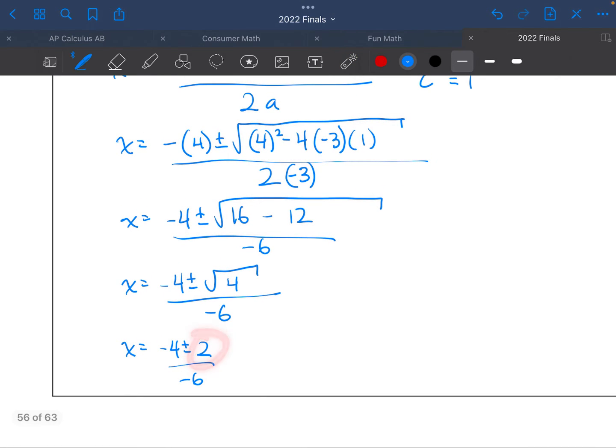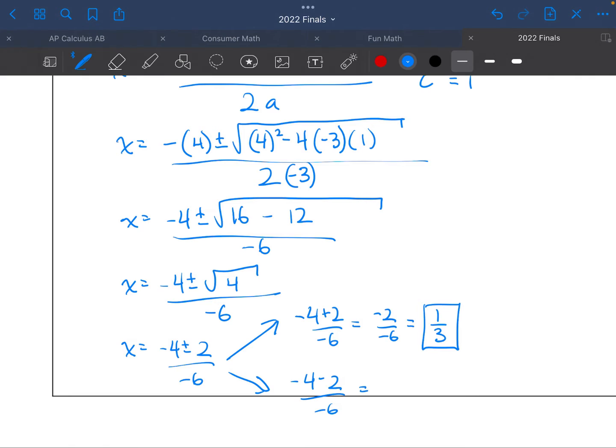Anyway, this one is a nice number, which means you have to do two different problems. The first problem, choose what happens if it's a plus, and then for the second problem, choose what happens if it was a minus. So if it was a plus, I'd have -4 plus 2 over -6, and if it was a minus, I'd have -4 minus 2 over -6. So top would simplify to -2 over -6, which would simplify to +1 over +3. That is one of the two answers. And this was going to turn into -6 over -6, which simplifies to 1 over 1, which is just 1. So your two answers are a third and 1.